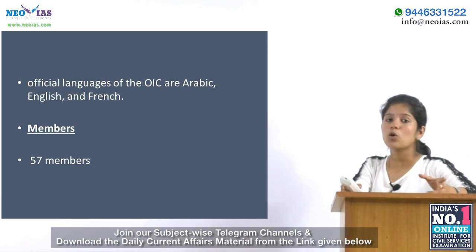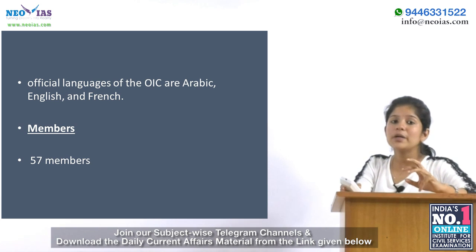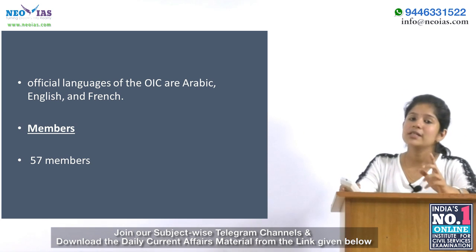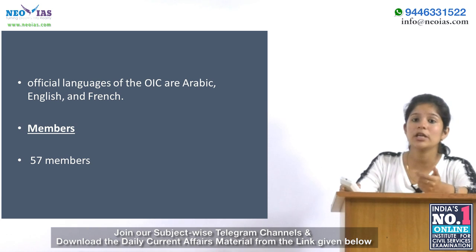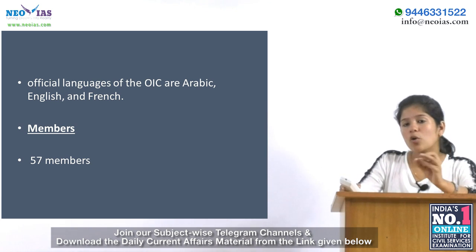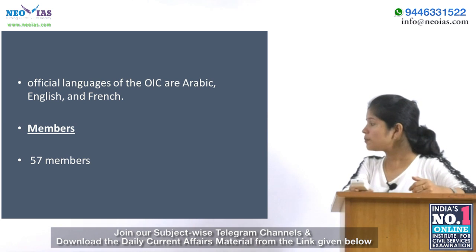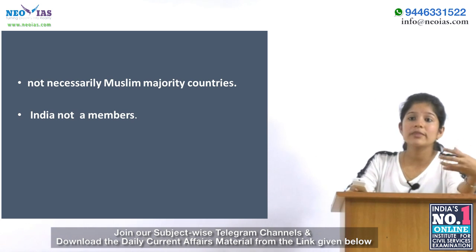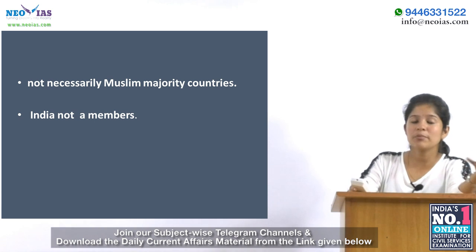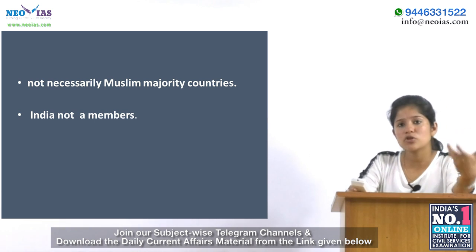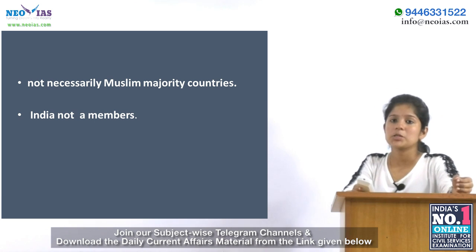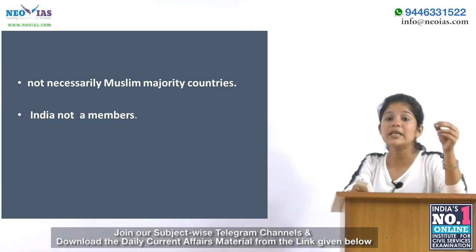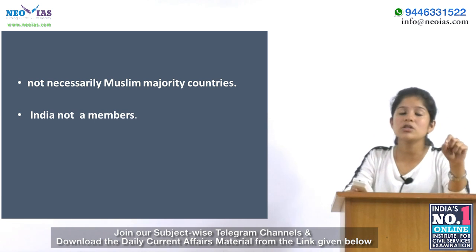The official languages of the OIC include Arabic, English, and also French. Do remember this, it includes French also. Its headquarters is in Jeddah, in Saudi Arabia, and Islamic summits are organized by the OIC. Talking about membership, there are 57 members to this organization, and the members, though with large Muslim populations, are not necessarily Muslim majority countries, right? Other non-Muslim majority countries are also party to this organization, and a few countries like Russia are observers to this organization, and India is not a member. Okay, India is not a member of the OIC.